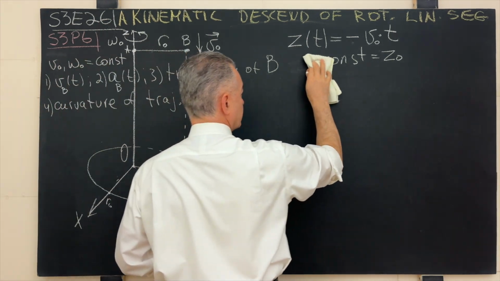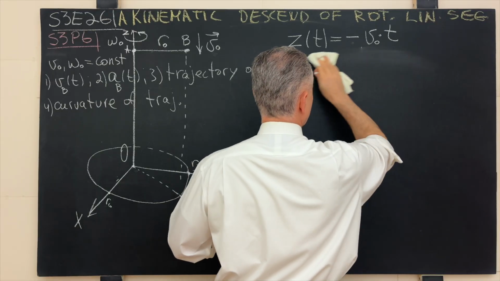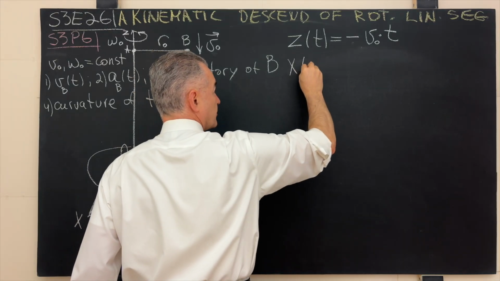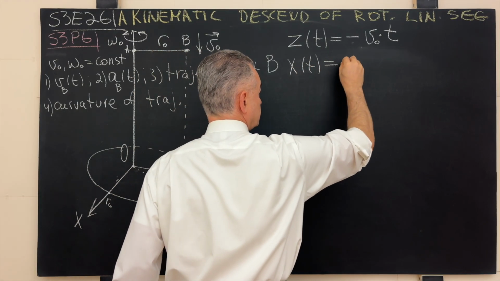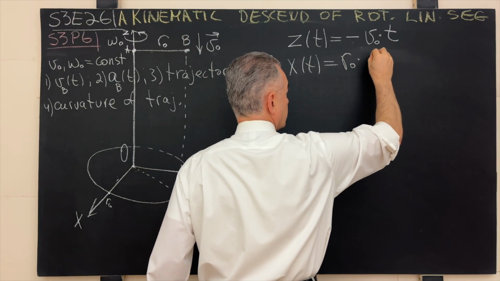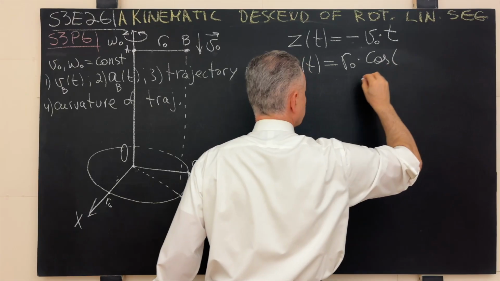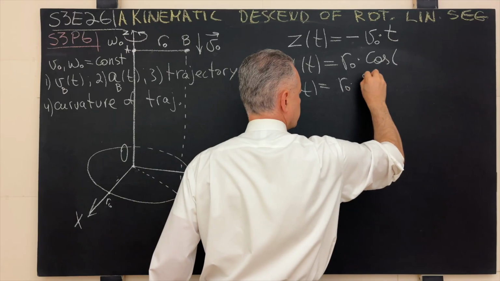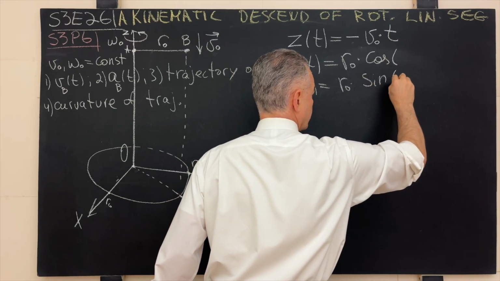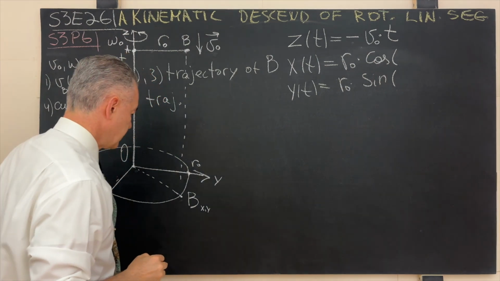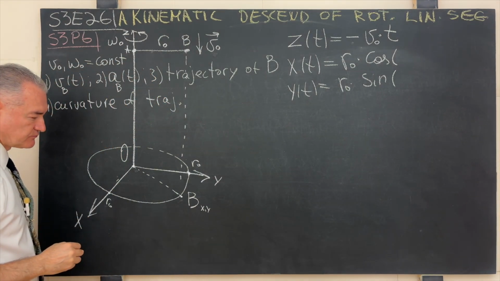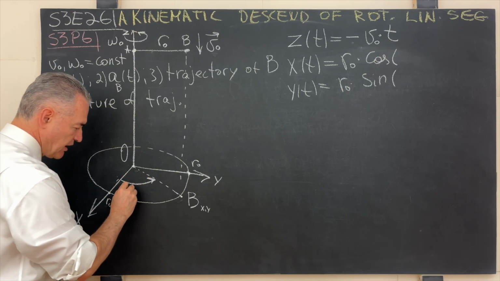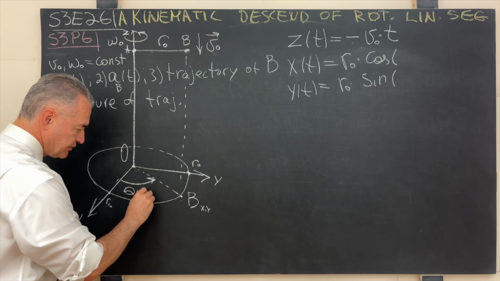Let's say we erase our thought experiment here, and we can right away write down the expressions for the x of t as r0 times the cosine of something, and then y of t will be r0 times the trigonometric function sine of something. Now, what is that something? What is that angle right here? Let's say this will be our angle theta. It will depend on the time t.